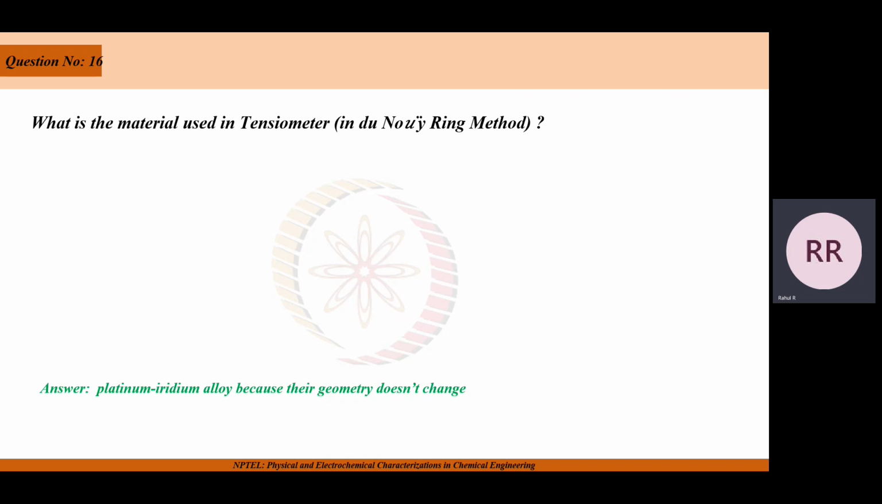That's why we are using platinum in the tensiometers, which basically means the Du Noüy ring method.